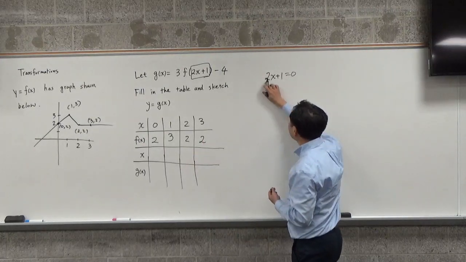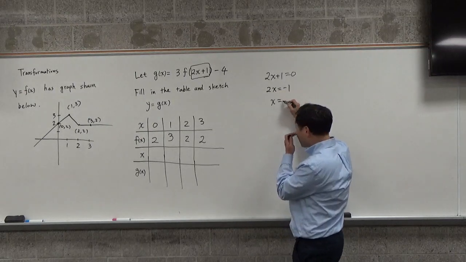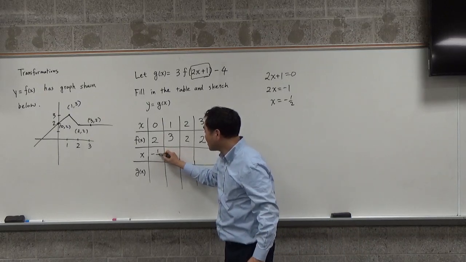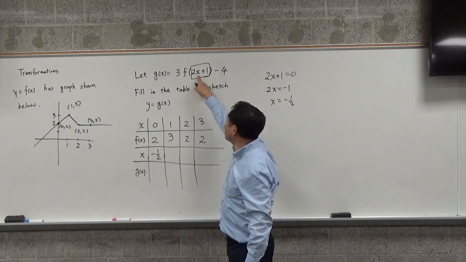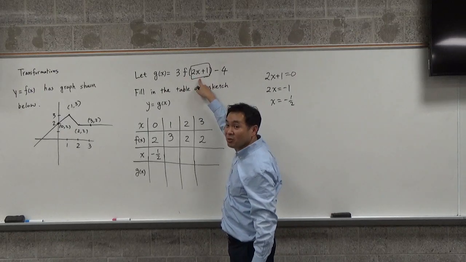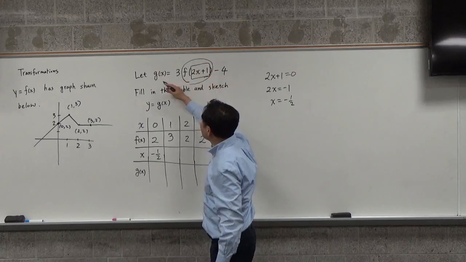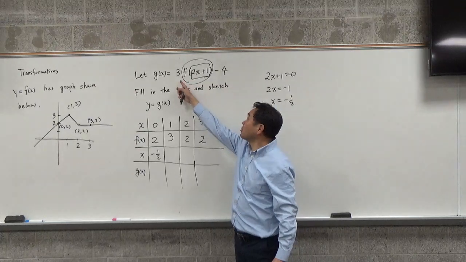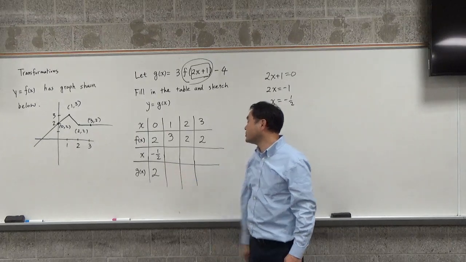Okay. So we said 2x plus 1 equals 0, which means 2x is negative 1. So what's the value of x? Negative 1/2. Negative 1/2 is the value where if you plug in here, you get 0, and you end up evaluating f of 0, and f of 0 is 2. But then when f is 2, what's the value of g? What is it? 3 times 2 minus 4, what's that? 2. So that's 2.